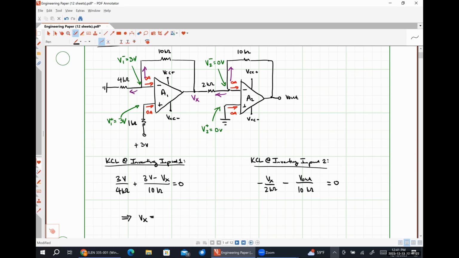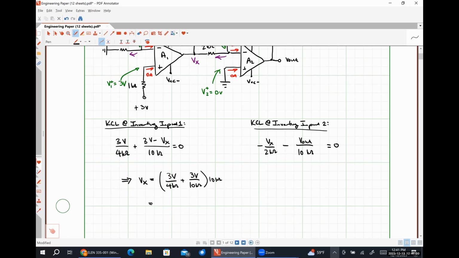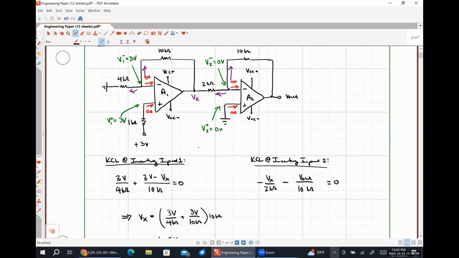So Vx is going to be, let's see, so I'm going to have 3 volts over 4 kiloohms plus 3 volts over 10 kiloohms, this whole thing multiplied by 10 kiloohms, right? Doing my algebra here. So 3/4 plus 3/10 times 10, 21 over 2, 10.5 volts if my algebra is correct. Let me just see something here.